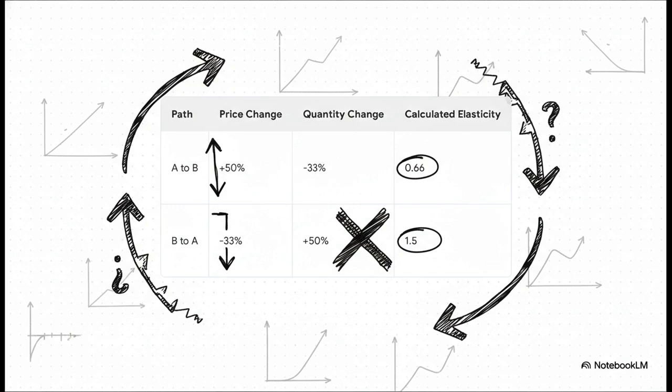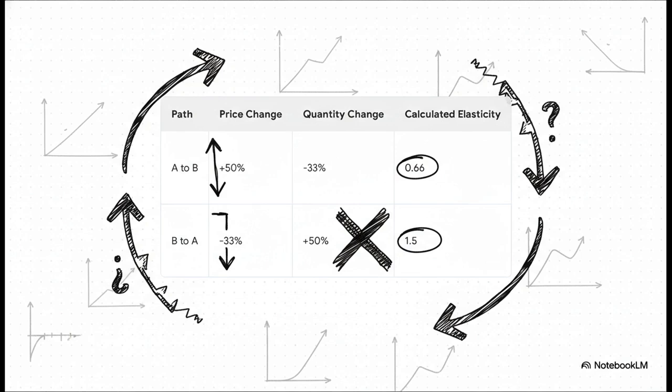Going from A to B, the price goes up by $2. Compared to our starting point of $4, that's a 50% increase. The quantity falls by 40 units. Compared to our starting point of 120, that's a 33% decrease. So you divide 33 by 50 and get an elasticity of 0.66.